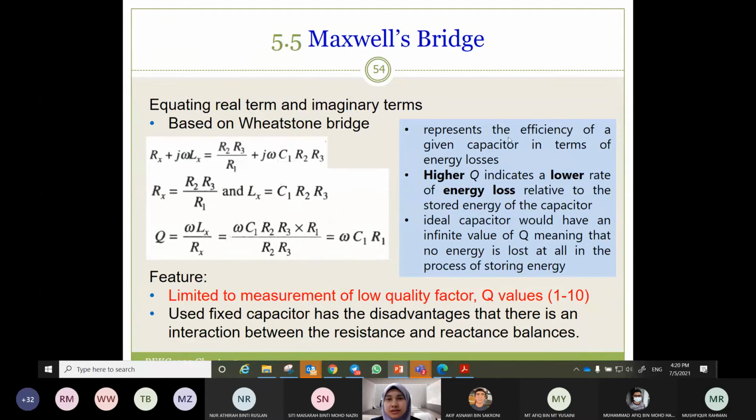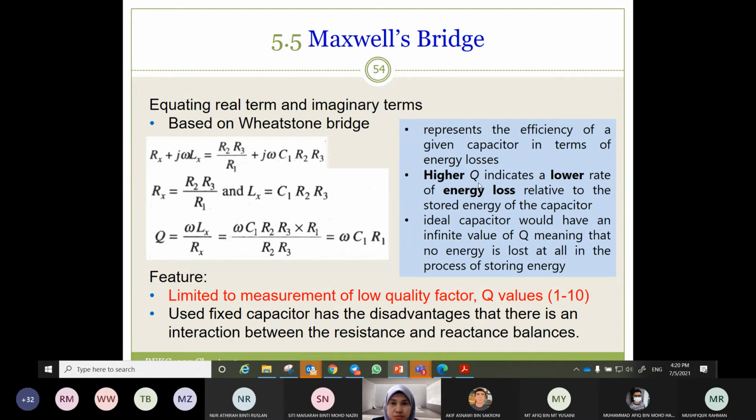So what is Q? Q represents the efficiency of a given capacitor in terms of energy losses. We know that a capacitor can store energy, the same as an inductor can store energy. A capacitor stores energy in its electric field. An inductor stores the energy in terms of magnetic field. So we know that capacitor and inductor are energy storage elements.